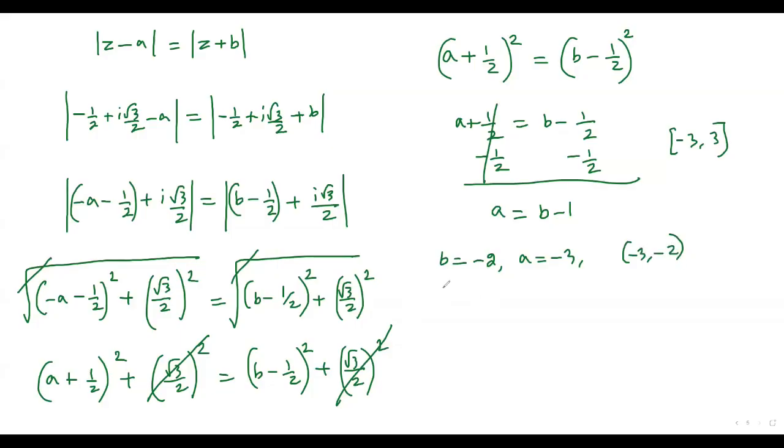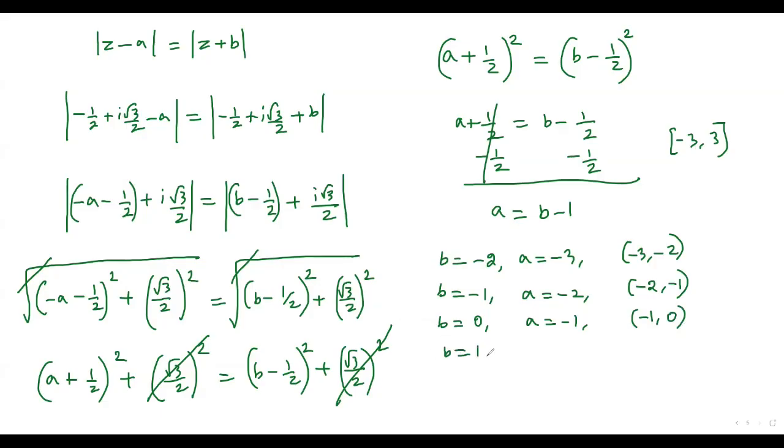Let me take the next integer value of b, that is b equals negative 1. Then I'm getting a equals negative 1, negative 1 will become negative 2. Then the next ordered pair is negative 2 comma negative 1. Now let me take the next value for b, that is 0. When I plug in b equals 0, I'm getting a equals negative 1. Then negative 1 comma 0.